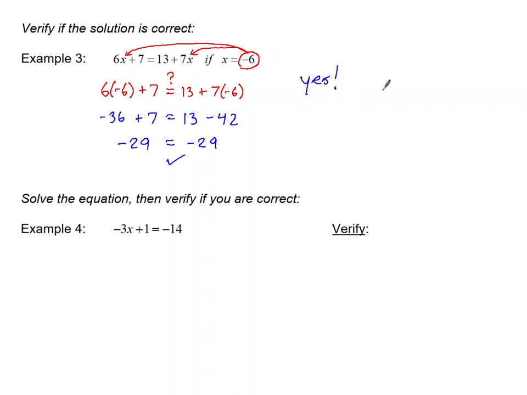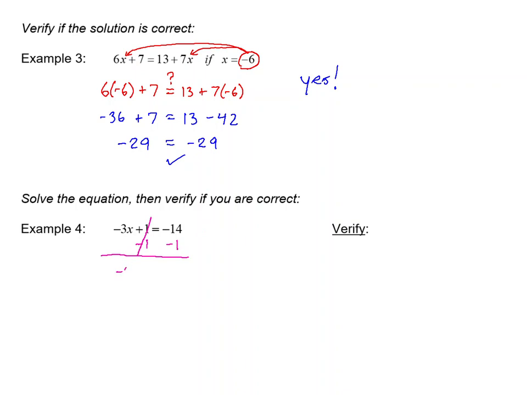All right, last example. We are all on our own this time. We have to solve this equation, and then we will verify if we are correct. So let's start solving. This is a two-step equation. We want to get rid of the positive 1 first, so I'm going to put a negative 1 right underneath it. If I do that on one side, of course I have to do that on the other side. I'm going to draw one long line and cross out the number that is gone.